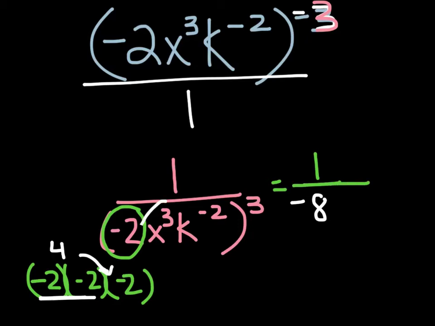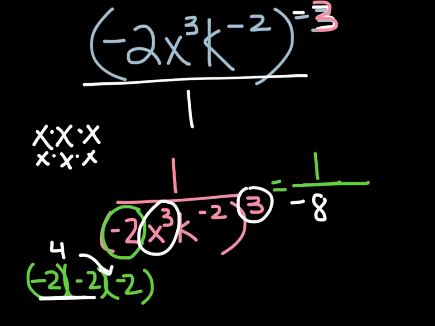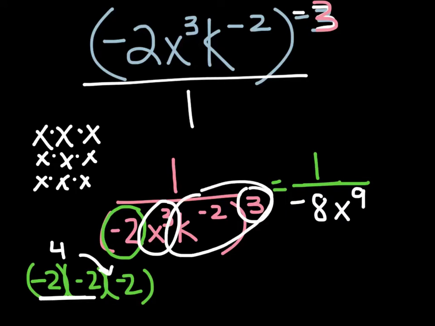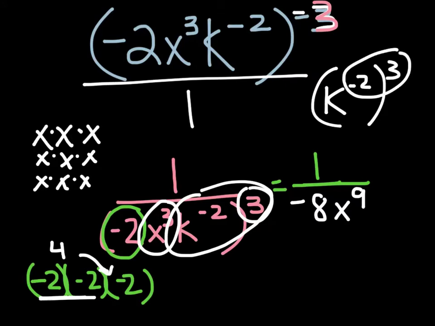Now I need to do x to the third power. So here's x to the third. I've got to do that 3 times because it says to the third power. So I end up with 9 x's, x to the 9th. And then here, k to the negative 2 to the third power. Well, you can multiply those, so it's really k to the negative 6th.